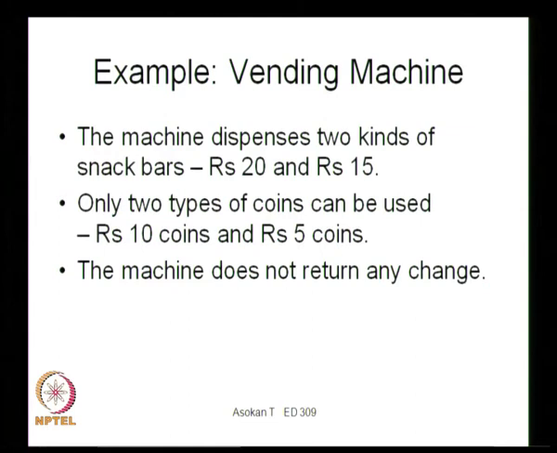So this is an example for a vending machine. The machine dispenses 2 kinds of snack bars, 20 and 15, and only 2 types of coins can be used, that is ₹10 and ₹5, and the machine does not return any change. There are multiple options for you to insert the coins and then get the output. So we need to show all those options and the dynamics using the PetriNet.